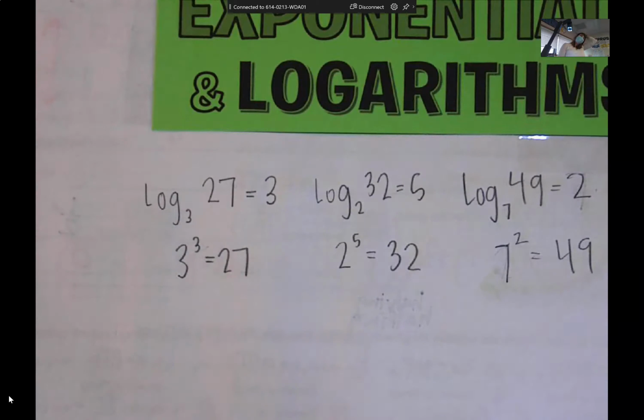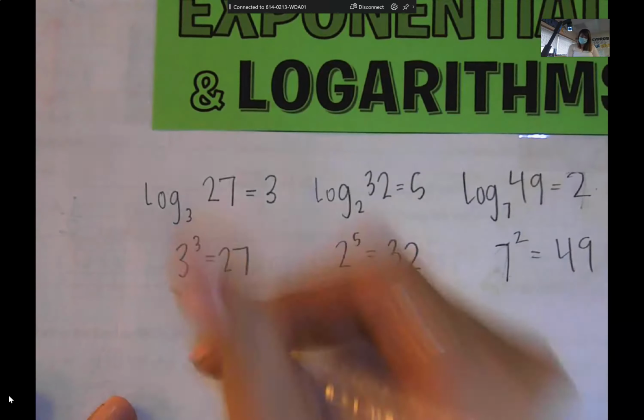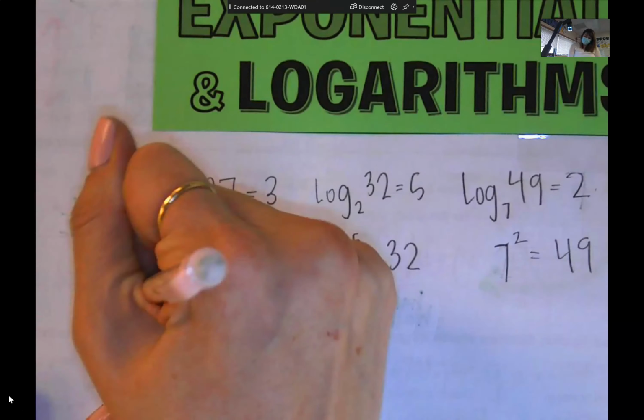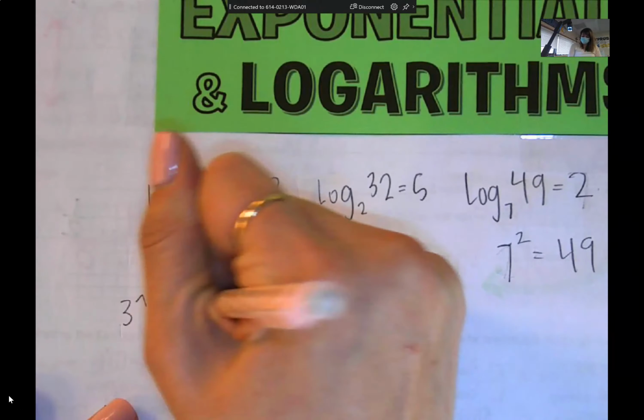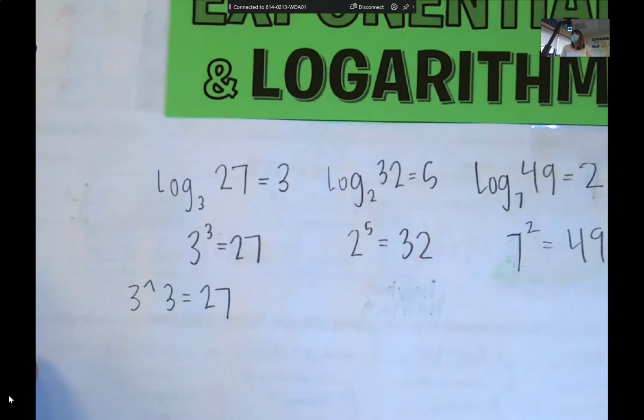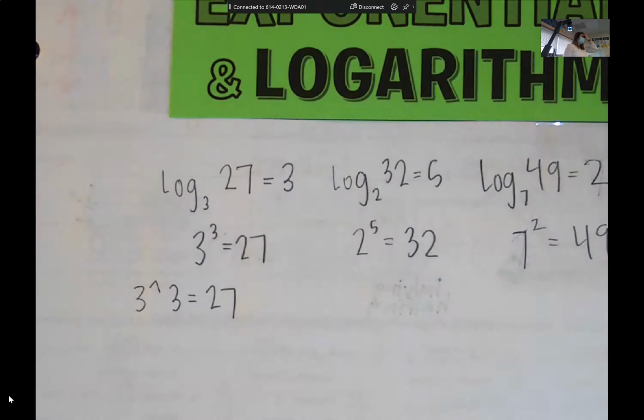Now when you go to write these in Canvas in your quiz, you're going to do 3 caret 3 equals 27 with no spaces. So you have ones that you will type in like this, but instead of having the exponent, you have to do the caret thing.